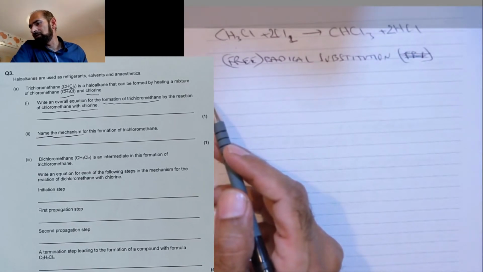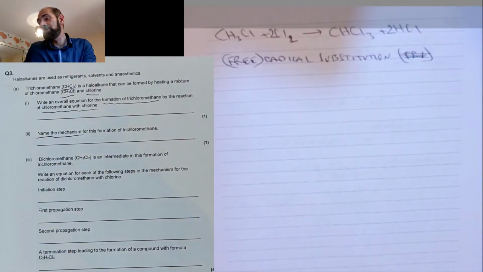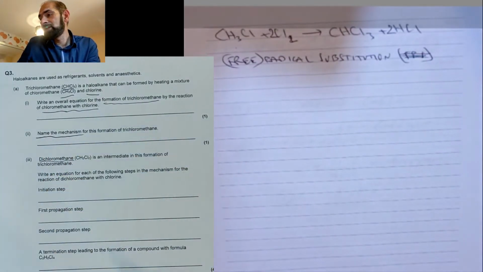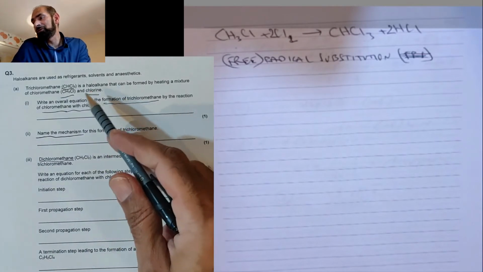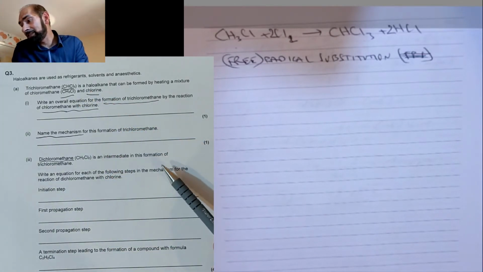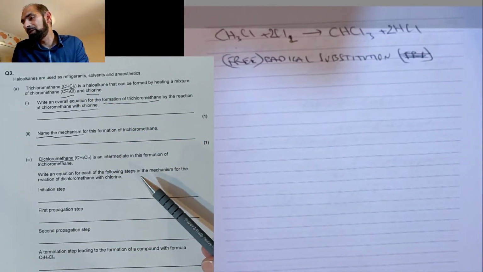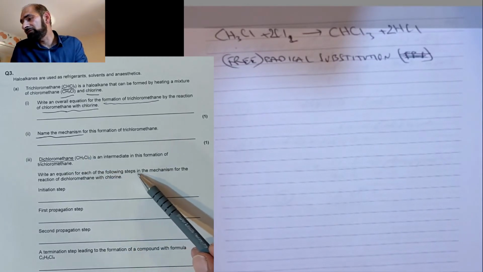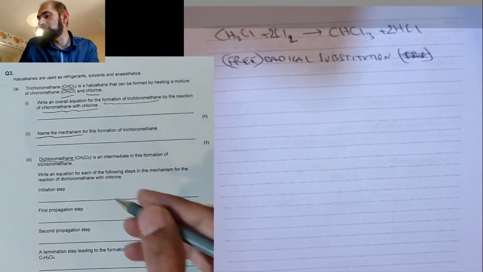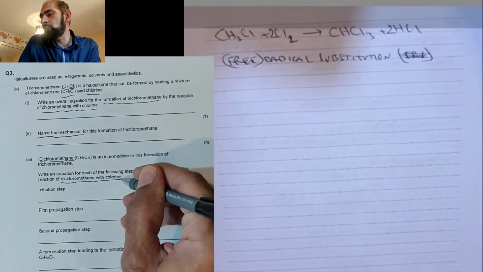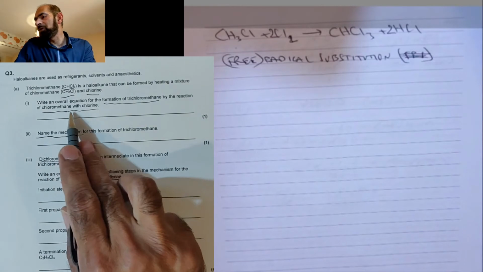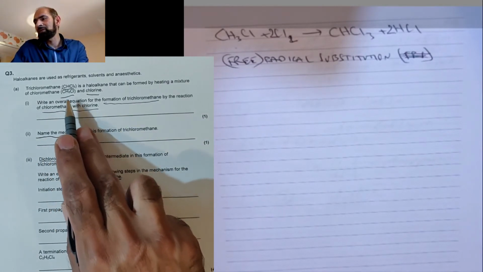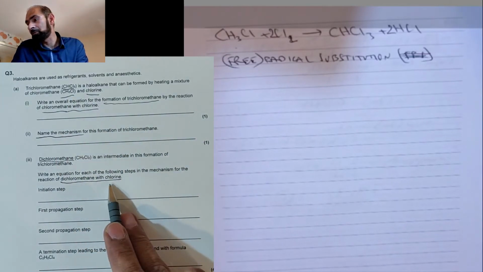3rd, dichloromethane is an intermediate in this formation of trichloromethane. So now this is dichloromethane. That's completely different to what they mentioned before. It is an intermediate in the formation of trichloromethane. So when they're making the trichloromethane, you get that in between. Write an equation for each of the following steps in the mechanism for the reaction of dichloromethane with chlorine, not chloromethane with chlorine, because students might think automatically, well, it's the same as that. They might start using chloromethane, but it's dichloromethane with chlorine.